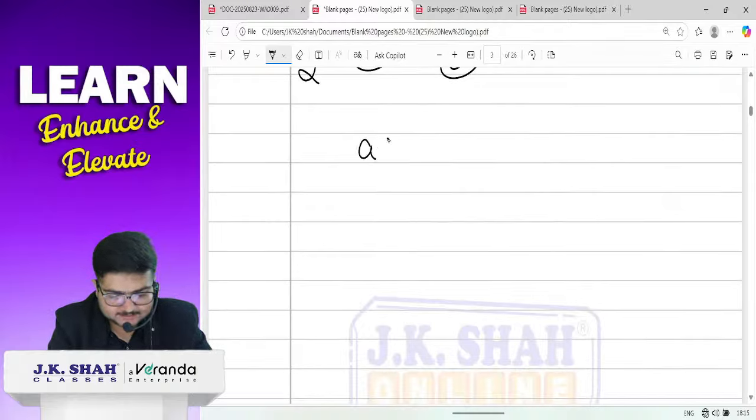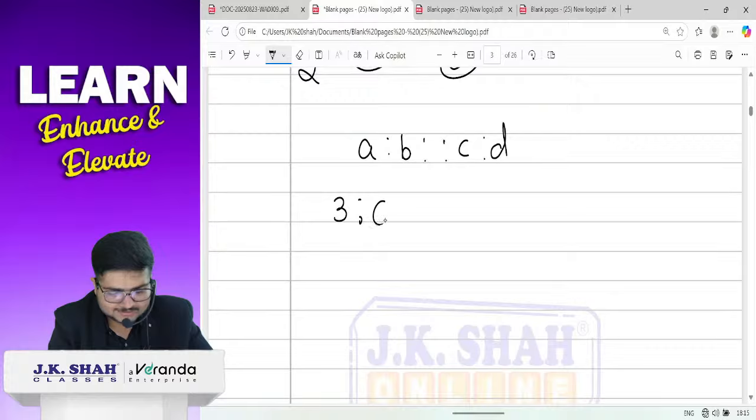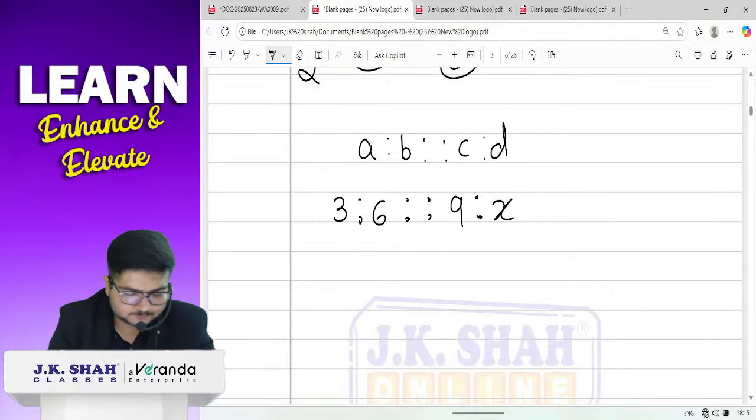Now if I write a proportion in such a format, there are relations. For example, if the sum asked is 3:6 = 9:x, what is the value of x? So now you have to wait, let me change the sum.